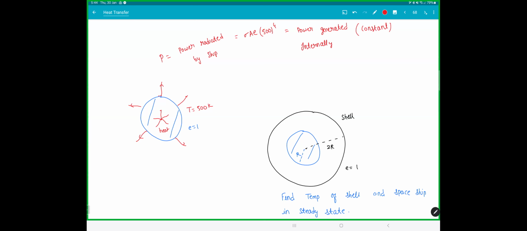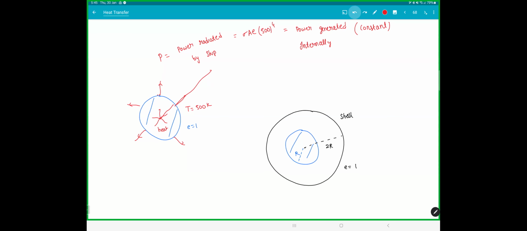Doesn't that make sense? Whatever heat is generated inside must be escaping through the surface of the spaceship because it is in steady state. Whatever is coming from inside, if it doesn't escape to outer space, then what will happen? The shell temperature will keep on increasing. If the shell temperature increases, it will emit more and more heat. At one point, the heat generated will become equal to the heat emitted, so you reach a steady state. That is the first part.